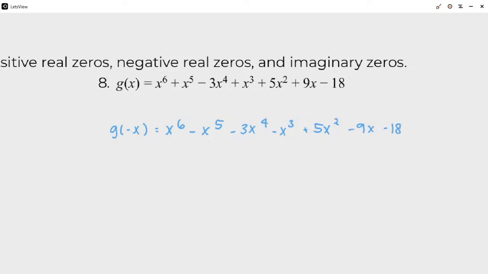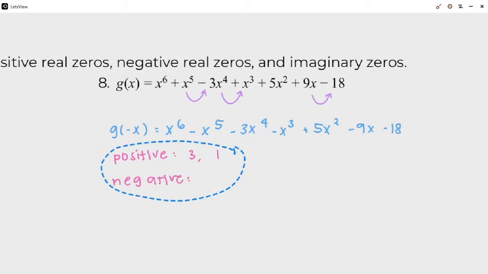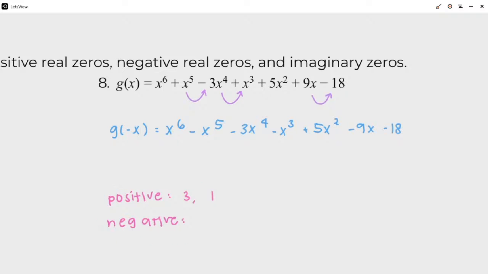Okay, so in the positive one, we have 1, 2, 3. We have 3 sign changes. So for positive, that means we can have 3 or 1 positive zeros. Okay, then for the negative, move this down a little bit. Okay, so we have 1, 2, 3. So we also have 3 or 1 negatives.